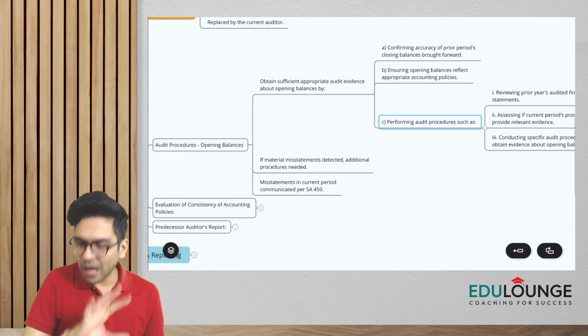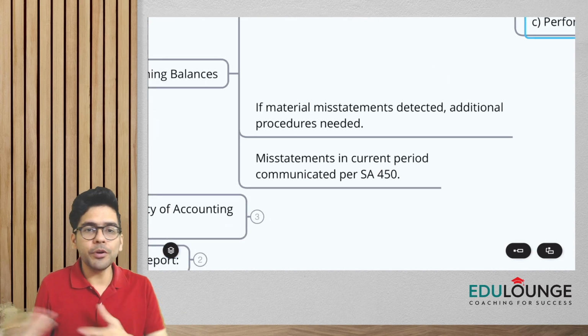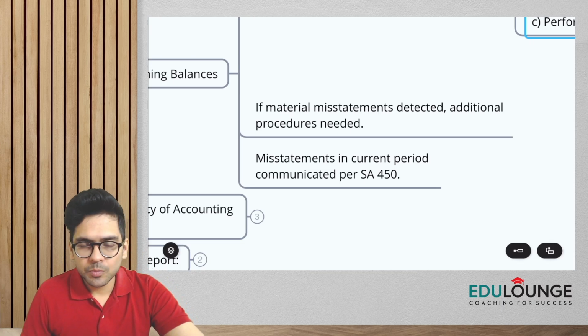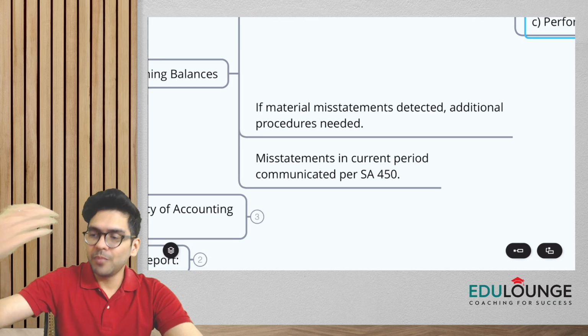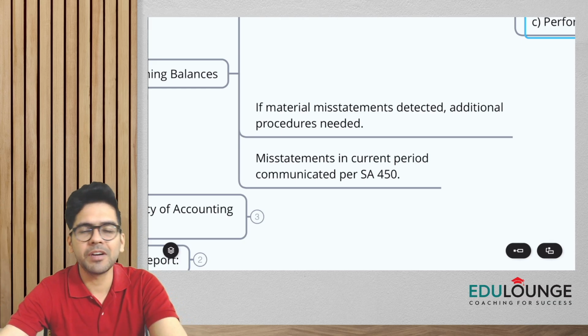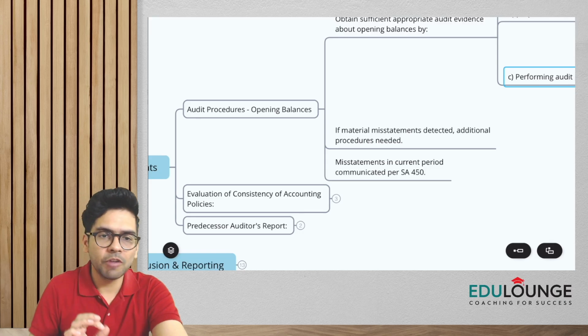Okay, now after doing this, guys, if any misstatements are detected, you are going to do additional audit procedures. And if you feel that there is a misstatement in the current period, you have to communicate the same as per 450. 450 we are going to do later on, we have it in our chapter number 7. Okay, all right. So this was, guys, with respect to the audit procedures of opening balances.